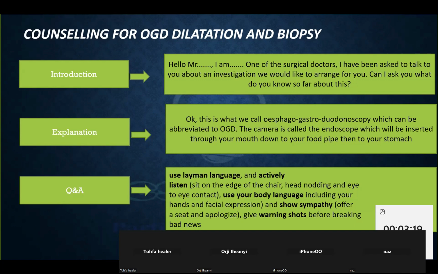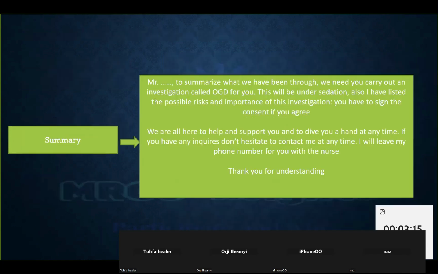Okay. Yes, we would like to do an investigation, which is an oesophagoscopy. In this procedure, we will put a tube through your mouth into your food pipe, and we will try to dilate the narrow part of the tube. Then we will take some part from the food pipe and send it to the laboratory, and we will get the result within 2 weeks. Okay, doctor. And there can be risk factors, but we will try our best that you don't suffer any kind of these side effects. Thank you, doctor.